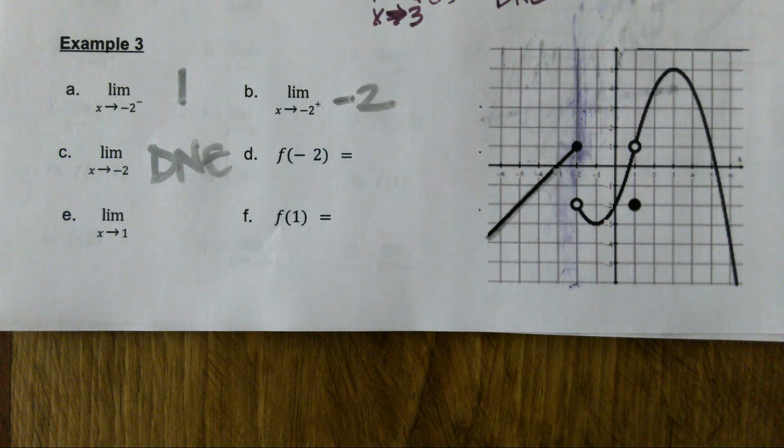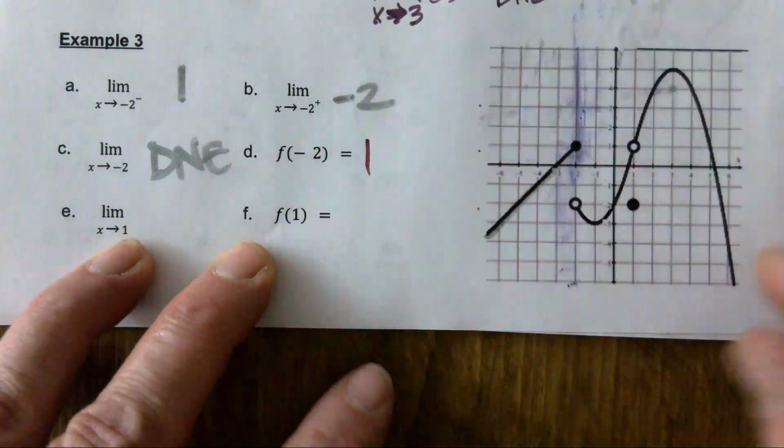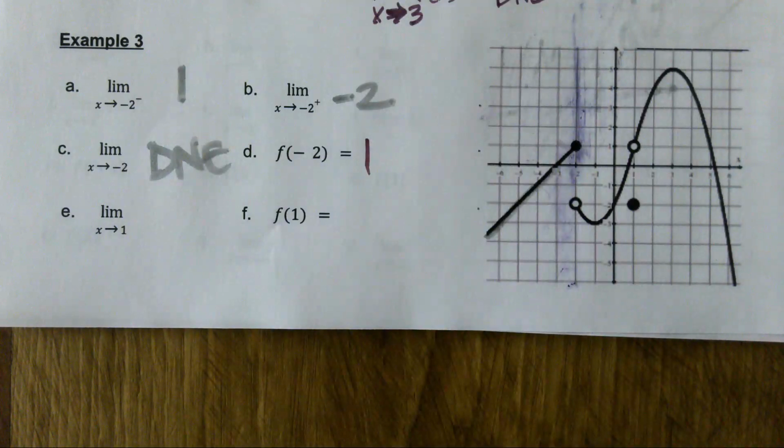What is the value at -2? How do we find it? 1. Are you magic? Why is the value 1? I agree with that 100%. What does that mean, the value? It's the y value where it's a solid point. How come I didn't say it was -2? Because that's an open circle. The y value doesn't exist there. Where is it solid? It's solid here.